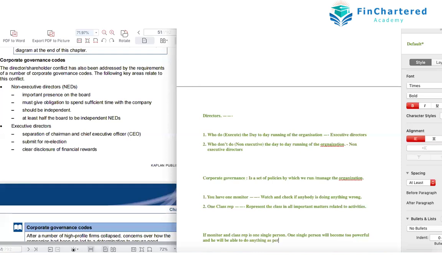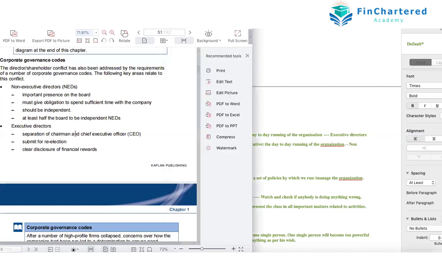Anything as per his wish, which we don't want in corporate governance. In corporate governance, we want to ensure that the company is managed properly in such a way that nobody is mismanaging, nobody is misusing power. And that is why it says under corporate governance that the chairman and the CEO should be two different people. We don't want the class rep and the monitor to become the same person, because otherwise there will be too much power in the hands of one person.